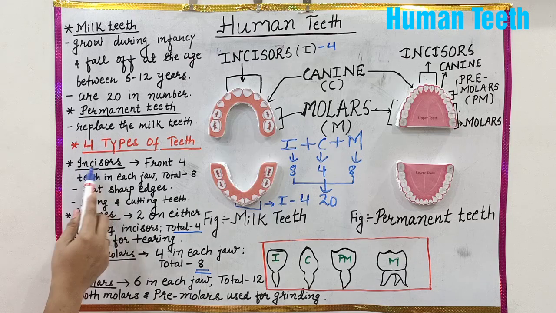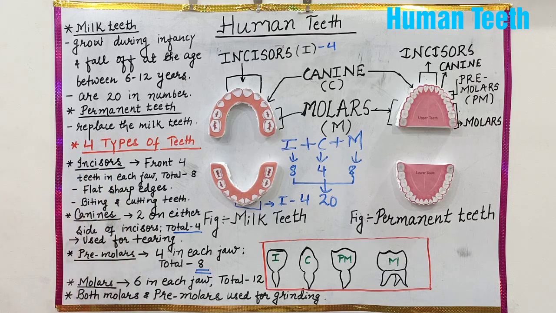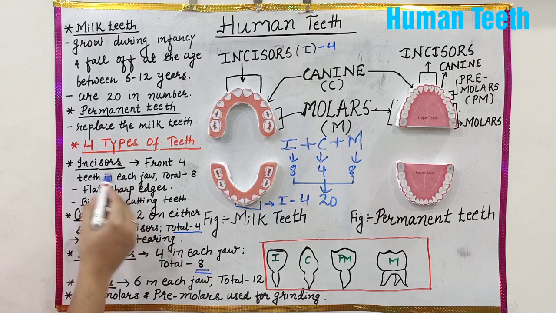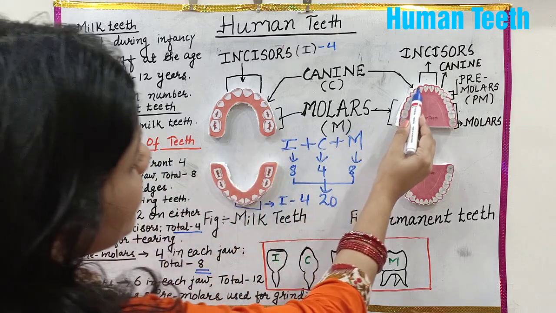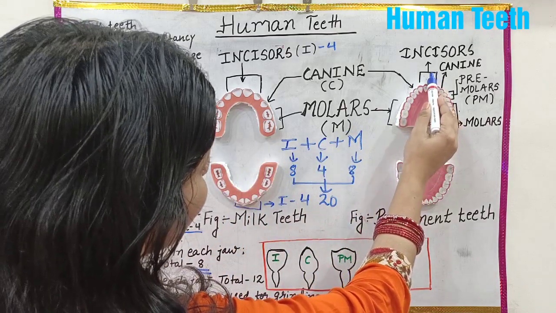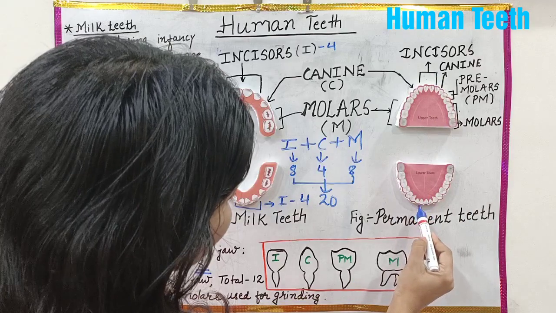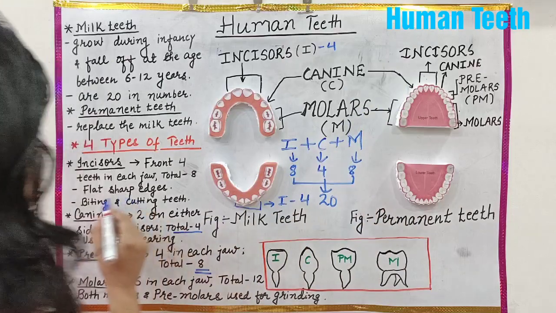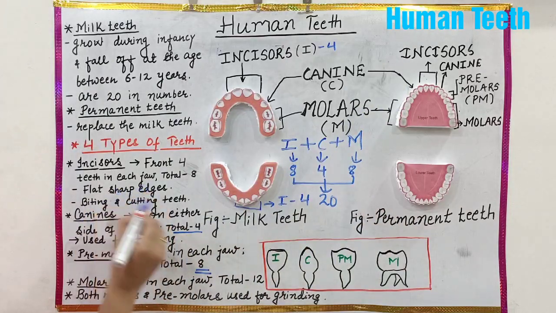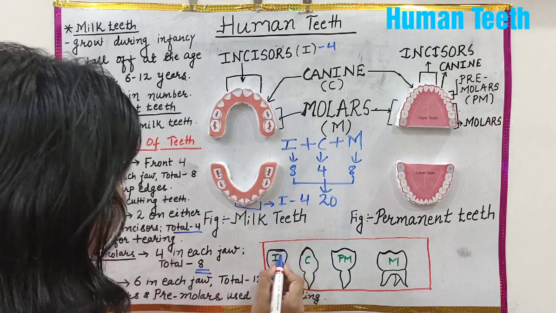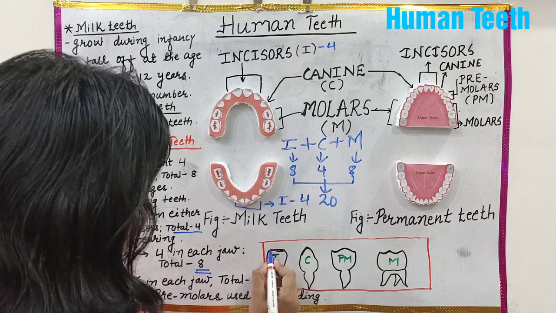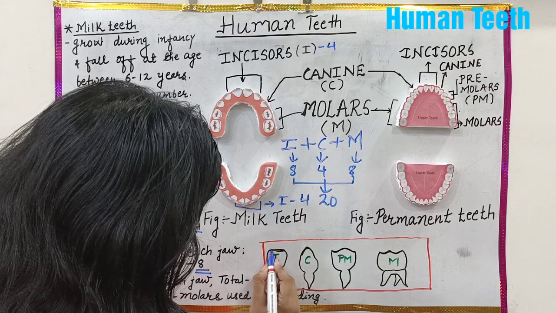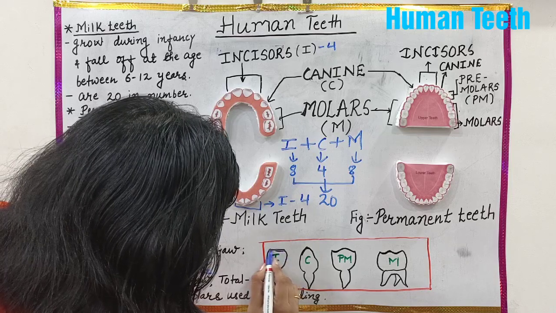First one are the incisors. As you see the name, it is coming from incision. Incision means cut. So if you see incisors, again they are front 4 teeth on the upper jaw and the front 4 teeth on the lower jaw. So there are a total of 8 incisors. And if you see the surface of incisors, they are flat and they have flat and sharp edges. You may see the flat surface.